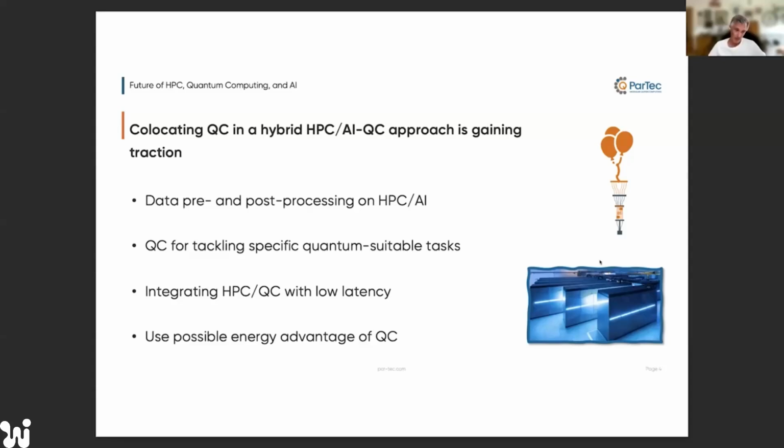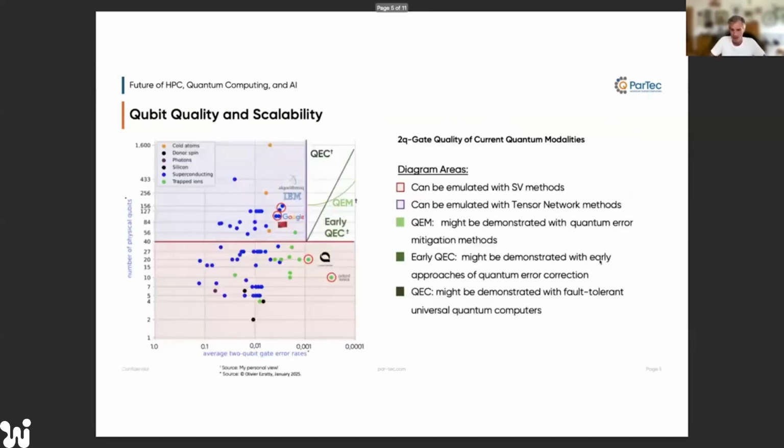And probably there is a possible energy advantage of quantum computing. We cannot say that for sure now, but it seems so. If we have such problems and we can reduce the supercomputing power consumption footprint by using quantum computers, that would be a fine step forward right now. Next slide, please. But quantum also has its challenges, right?